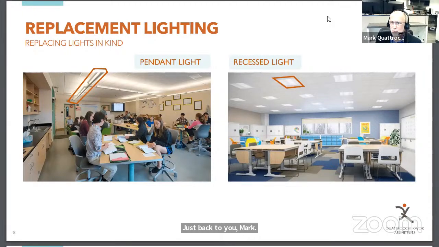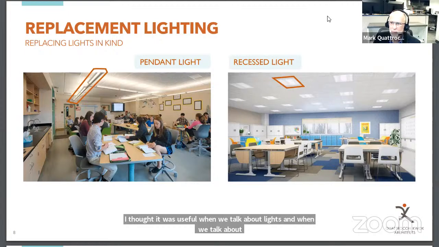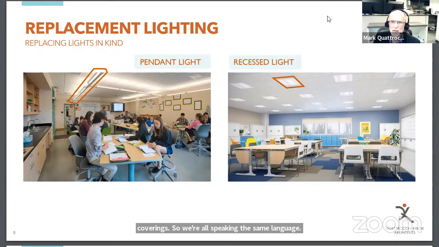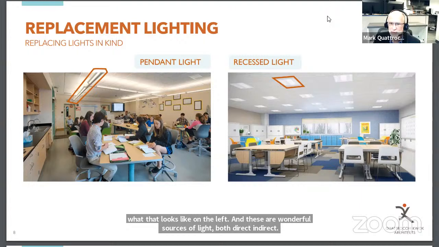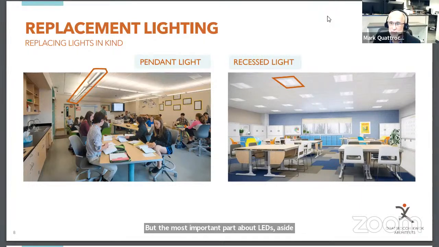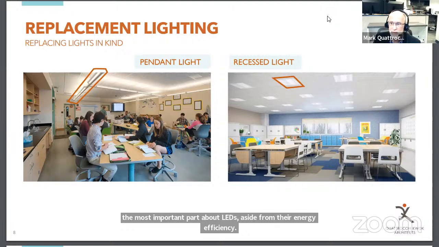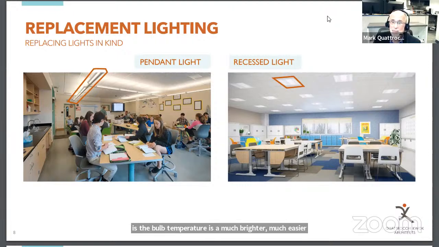The next couple of photos are other projects of ours, but I thought it was useful when we talk about lights and when we talk about floor and window coverings, so we're all speaking the same language. As you see on the left, if there's currently a pendant light fixture, as some of the classrooms and labs have, we will replace it with a new, energy efficient LED pendant light fixture. And these are wonderful sources of light, both direct and indirect. But the most important part about LEDs, aside from their energy efficiency, is the bulb temperature is much brighter and softer on one's eyes. And just the changing of that light alone will change the classrooms.